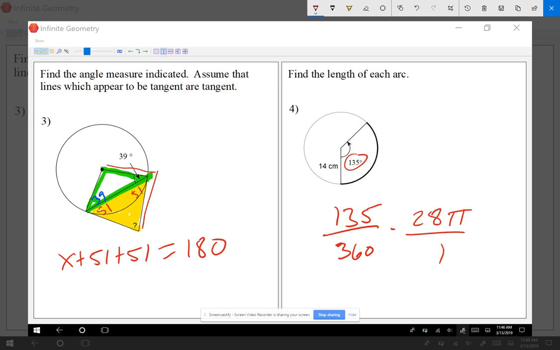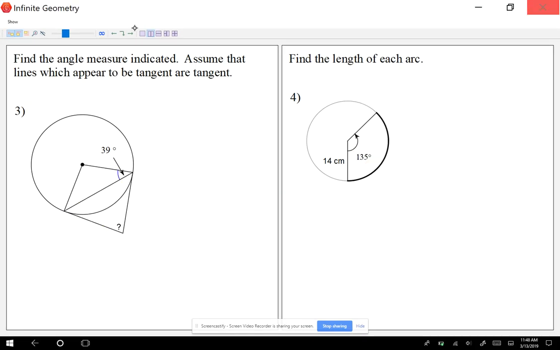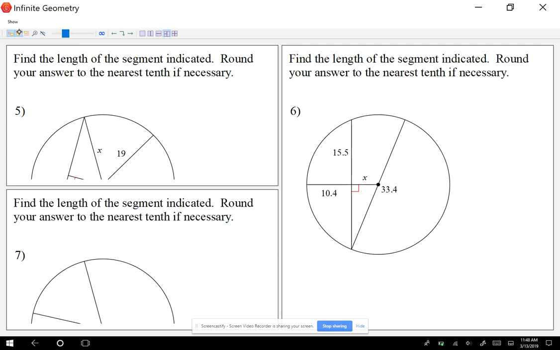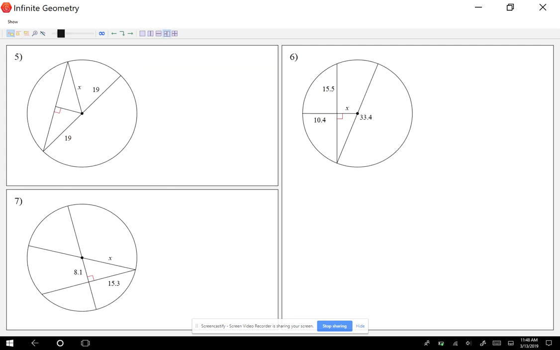Any questions so far? No? Then we do have arcs. Let me do 3 questions here. Now we have some chords here.